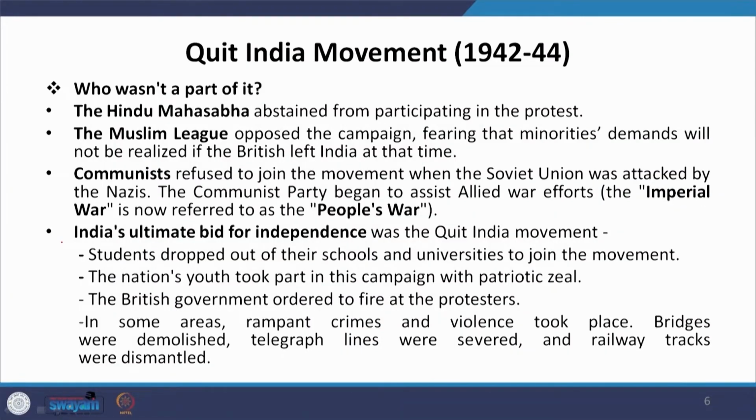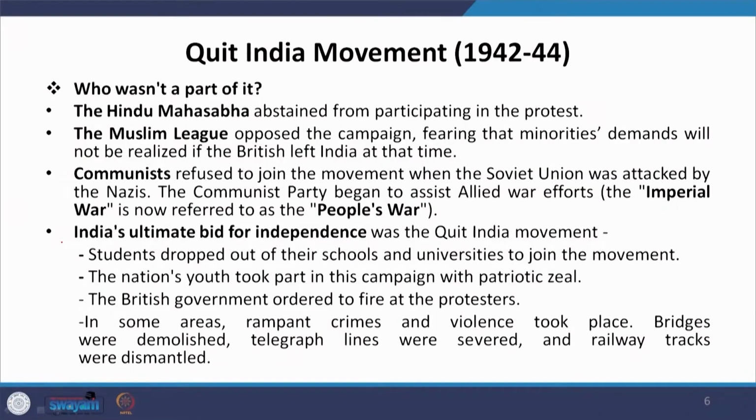When talking about Quit India movement, we also need to understand the groups that did not participate in this quintessential movement. So, the Hindu Mahasabha abstained from participating in this protest. Similarly, the Muslim League opposed the campaign and feared that the minorities' demands would not be met if the British left India at that time. Then the communists also refused to join the movement when the Soviet Union was attacked by the Nazis. The Communist Party began to assist Allied war efforts.